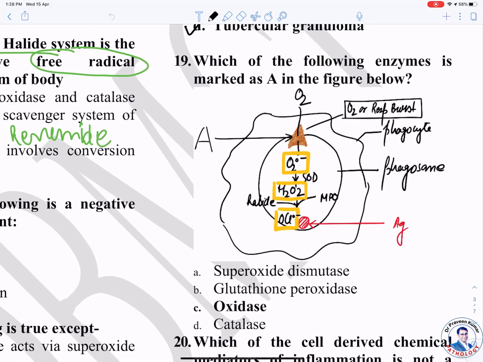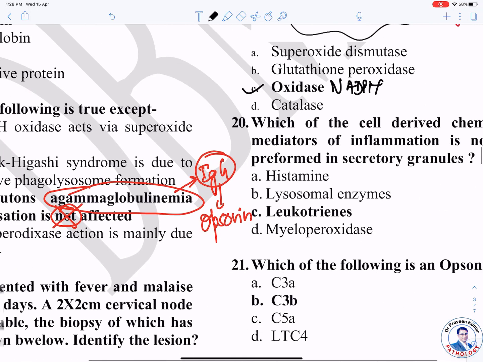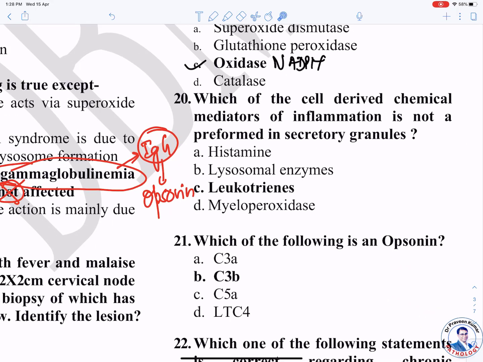See, question number 19, many of you have done it correctly only. So this is basically the oxygen or the respiratory burst, and therefore it is straight away a case of NADPH oxidase, also called respiratory or oxygen burst. Now, which of them is basically a cell-derived chemical mediator and is not preformed? This is what is important, not preformed. So when you talk about a not preformed mediator, the answer straight away is arachidonic acid metabolite. And a very good example of that is leukotrienes, which is the answer here.